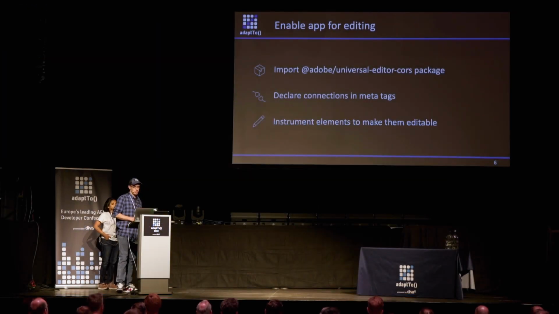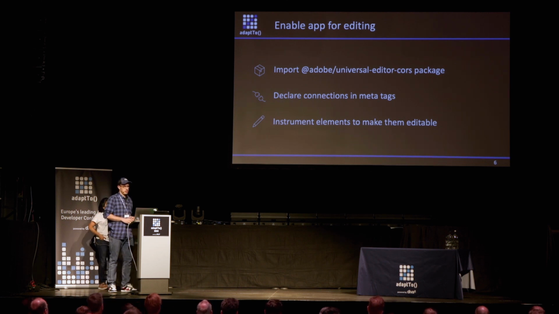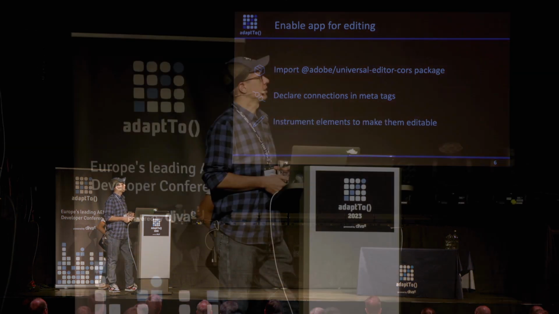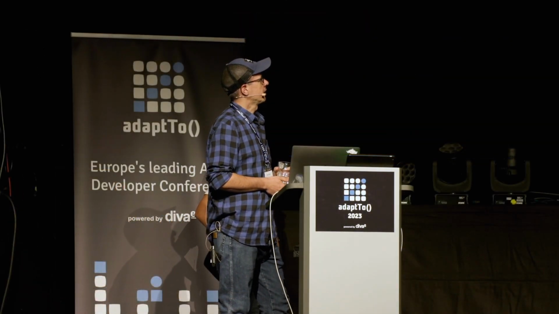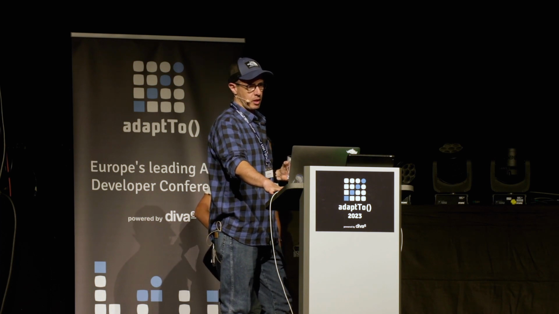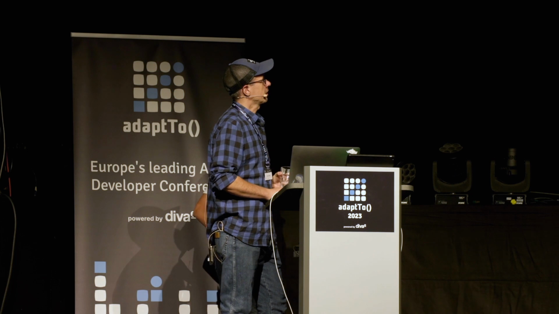So what do you need to do to enable your page to be editable? There are only 3 simple steps you have to perform. The first one is to include our small library, which is establishing a connection between your app and the editor, so they can speak 2 ways. Then you are asked to declare connections in the meta header and instrument the elements that are supposed to be editable. So let's have a look at how it's done in practice.